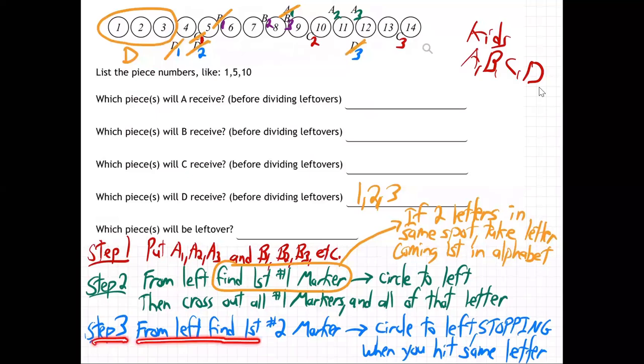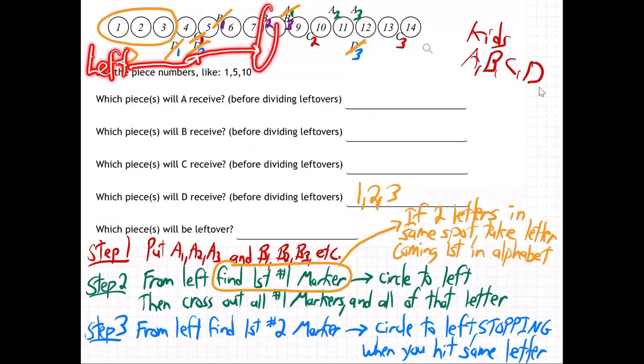From the left again, now find the first number 2 marker. Okay, so starting on the left, here's the left. Find the first number 2 marker. Now, should I do that one? No, that's crossed out. Why is it crossed out? Because we already gave D his candy. All the D's are crossed out. That's why it's so important you cross it out. Keep going. What's the first number 2 marker?